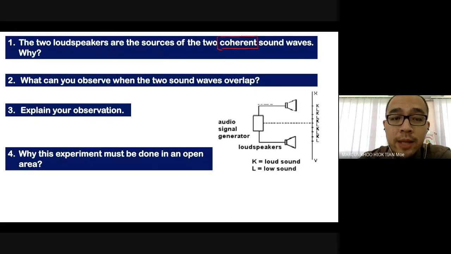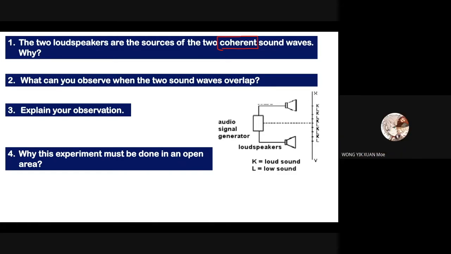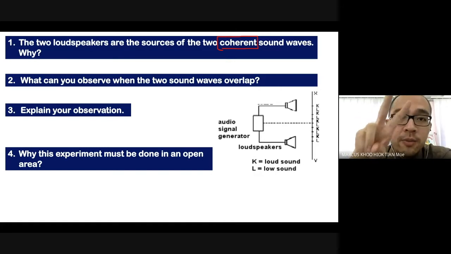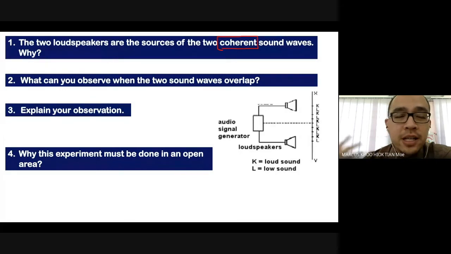Coherent means same what? Three things must be the same: same frequency, same wavelength, and same phase difference. We've seen this in part 2 and part 3. I hope that by now you understand what it means.